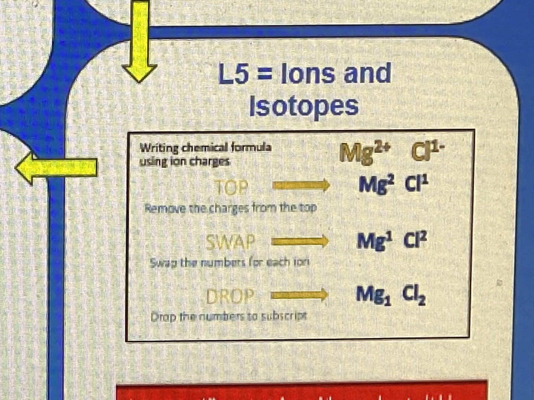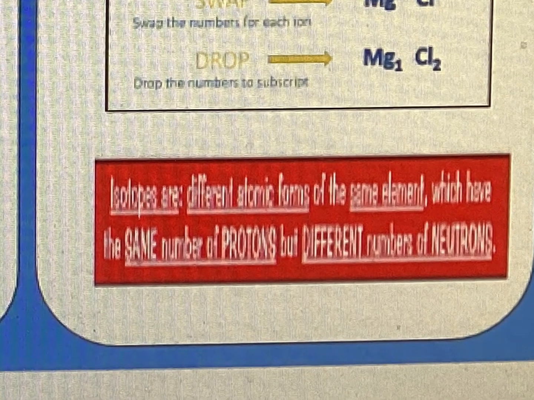Ions and isotopes. Well, an ion is a charged atom. You can see I've got a charged atom, magnesium with a 2+. I've got a charged atom there, chlorine with 1-. How many chlorines do I need for every 1 magnesium? There's a top, swap, drop method we can use. We swap these charges and then drop them to the bottom. So I need 1 magnesium for every 2 Cl. So it's going to be MgCl2.